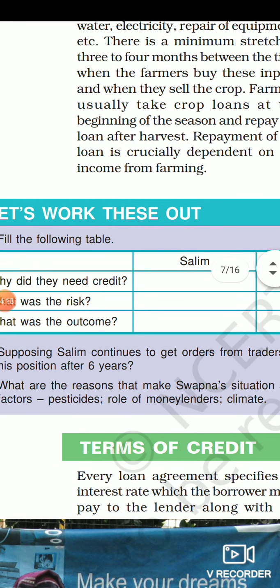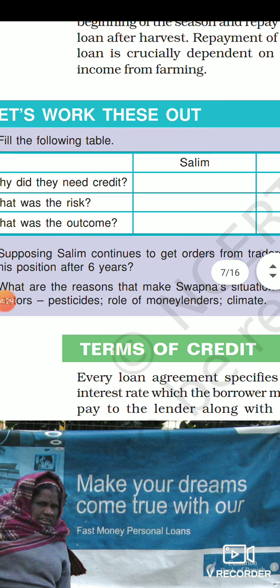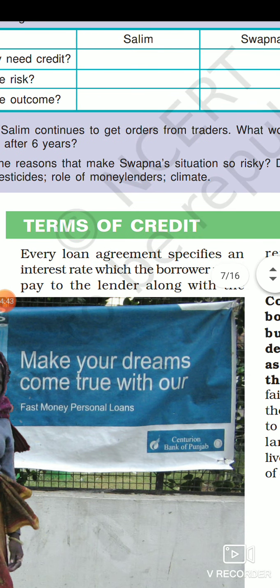So now comes the terms of credit. Again, it is a very important question. When a borrower is taking a loan from a bank or from money lenders, there are some terms and conditions. Every loan agreement specifies an interest rate which the borrower must pay to the lender along with the repayment. First thing, they decide the rate of interest. If a borrower is taking a loan, the bank will decide what the rate of interest will be.